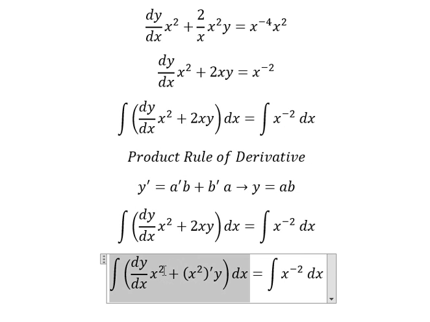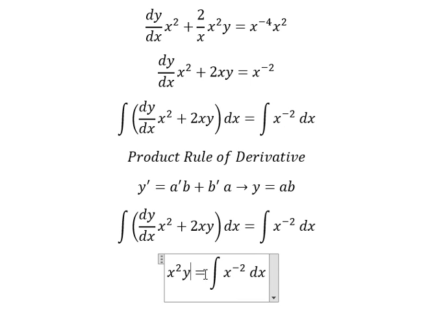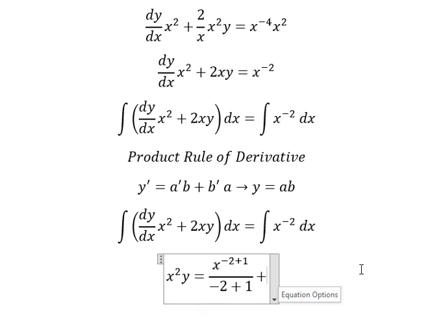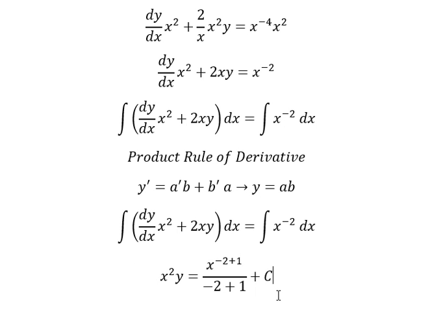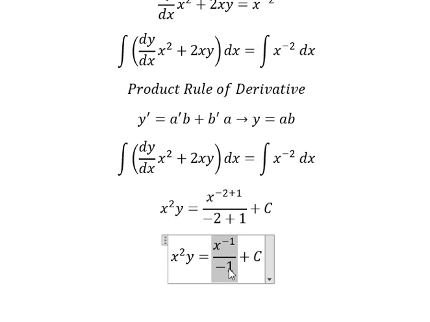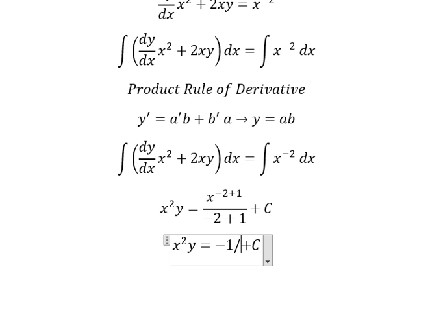So the integration of that one, we have x squared y. This one we have x to the power of negative 2 plus 1 over negative 2 plus 1, and I will put c. And this one we have negative 1 and negative 1. So we can put negative 1 over x.